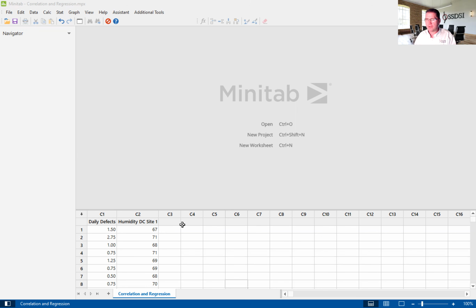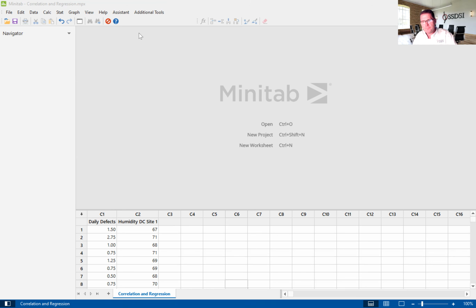We're in the analysis phase. In this case, we're looking at correlation and regression, and we're looking at seeing if there is a relationship between the amount of daily defects and the humidity at DC Site 1. We have this hypothesis that there is some relationship between that humidity and the amount of defects created. But again, we're not going to make the judgment that it exists. We're going to let a statistical tool tell us.